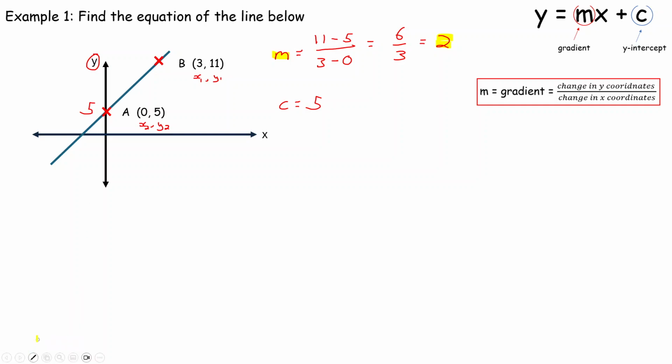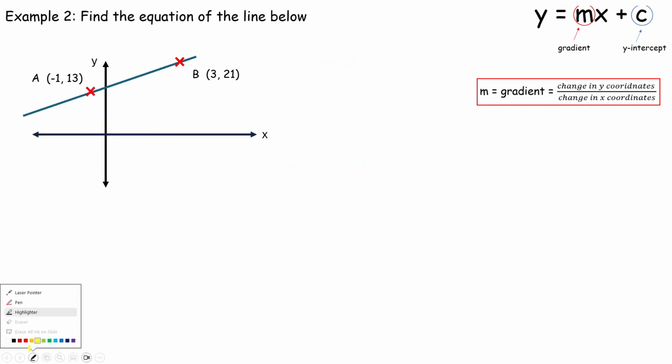Let's do that in yellow. So my c value is equal to 5. And now from here, I'm just going to put this into my equation because I want the equation of the line. So it's going to be y is equal to my m value. m is equal to 2, that's my gradient, which I calculated, x. And then I've got my plus c value, where c is equal to 5, so plus 5. Okay, and that is my answer: y is equal to 2x plus 5. Okay, let's go on to another example.